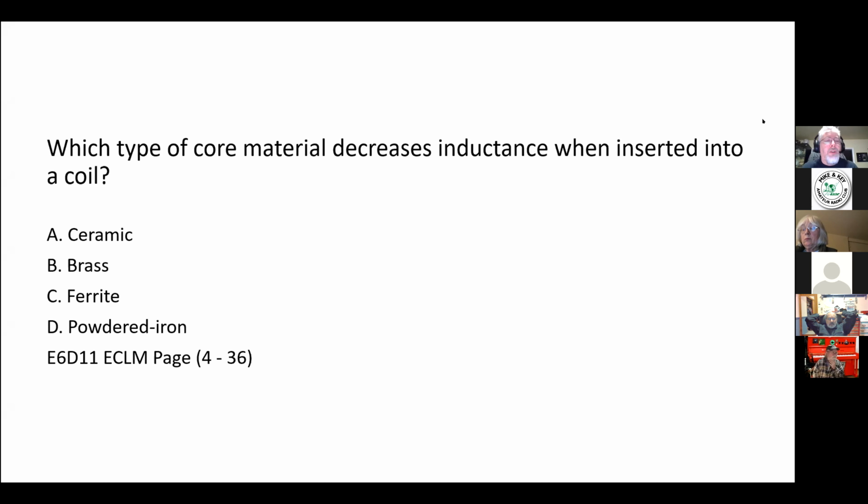Which type of core material decreases inductance when inserted into a coil? A. Ceramic. B. Brass. C. Ferrite. Or D. Powdered iron. Bravo. Bravo is correct. Brass reduces inductance.